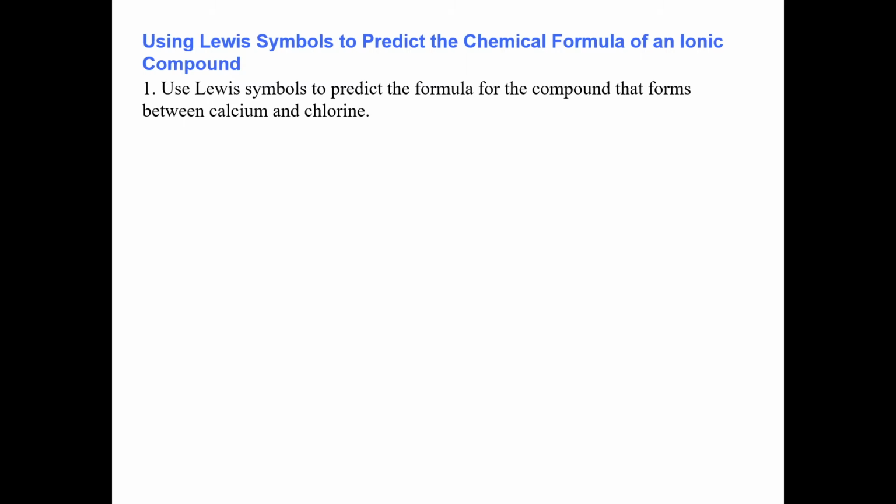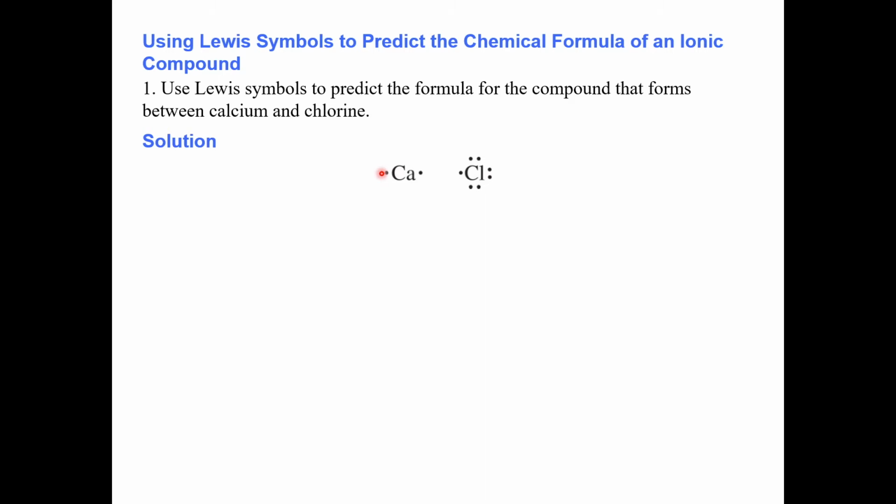Now let's try to figure out the formula for calcium chloride and also draw the Lewis symbols for calcium chloride. Here are the Lewis dot structures for calcium and chlorine. You can see that they have their valence electrons, 2 for calcium, 7 for chlorine. Calcium would have to lose both of its valence electrons so that it could have a noble gas configuration. So one of these electrons is going to be transferred to this chlorine atom to become a chloride ion.